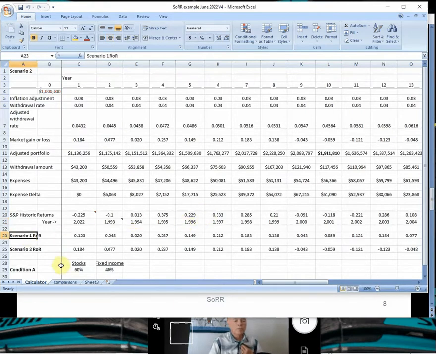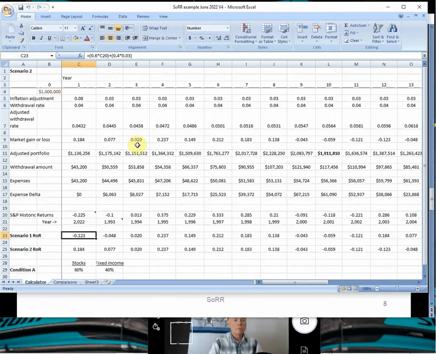So this row here, scenario 1 rate of return, is a combination of the actual returns multiplied by 60% and 40%. And that's standard across all the rates of return across both scenarios, that 40% times the 3%. If you remember, that was one of the assumptions that I made. Okay, so that's basically the spreadsheet.